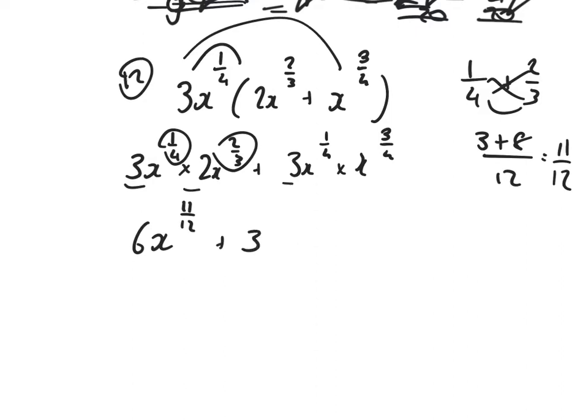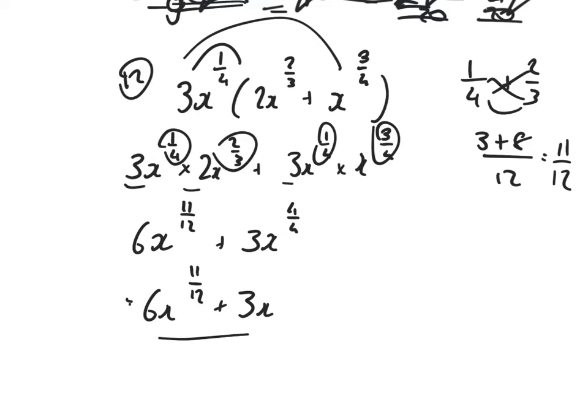And then that's going to be 3x to the, well, 1/4 plus 3/4. That's just 4/4, but I can definitely simplify that. So it'll be 6x to 11 over 12 plus, well, 4/4 is 1, so that's just 3x to the 1, which is 3x. And that's my final answer.